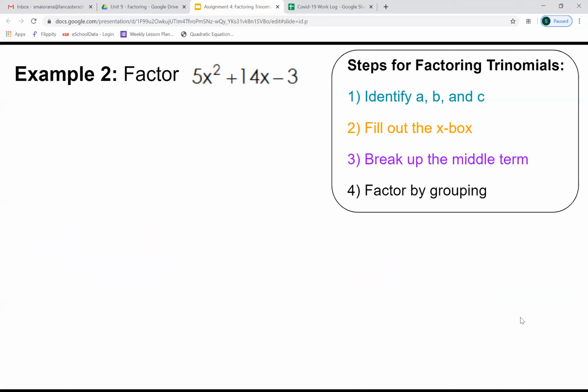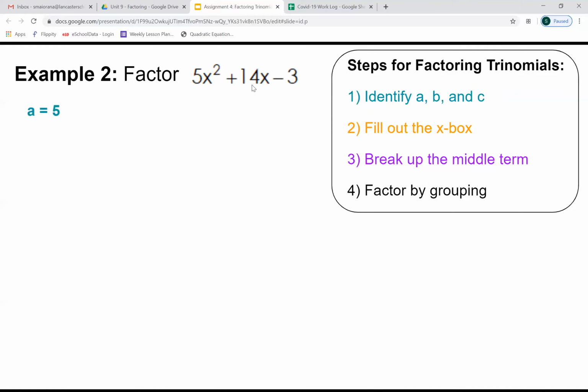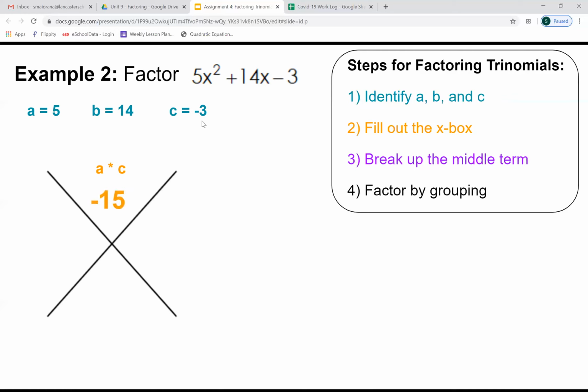Okay, looking at example 2, we want to factor 5x squared plus 14x minus 3. Step 1, identify a, b, and c. A is 5, b is 14, and c is negative 3. So make sure you're paying attention to the signs on these numbers as well. So now when I go to fill out the x box, a times c goes in the top. So I have 5 times negative 3, which gives me negative 15. And then my b value goes in the bottom, in this case 14.